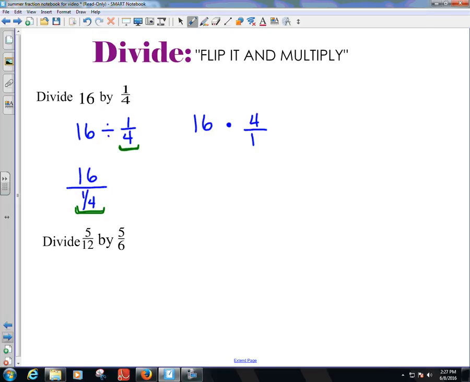All right, how do I multiply a whole number by a fraction? Well, I can do this two ways. I can do this and then multiply straight across the top and straight across the bottom. Or I can recognize that 4 over 1 is actually the same thing as just 4. And then this is just regular old multiplication. 16 times 4 is 64 over 1. So my answer for this problem is 64. So we flip the denominator, or the thing that we're dividing by, and then multiply it by the numerator.